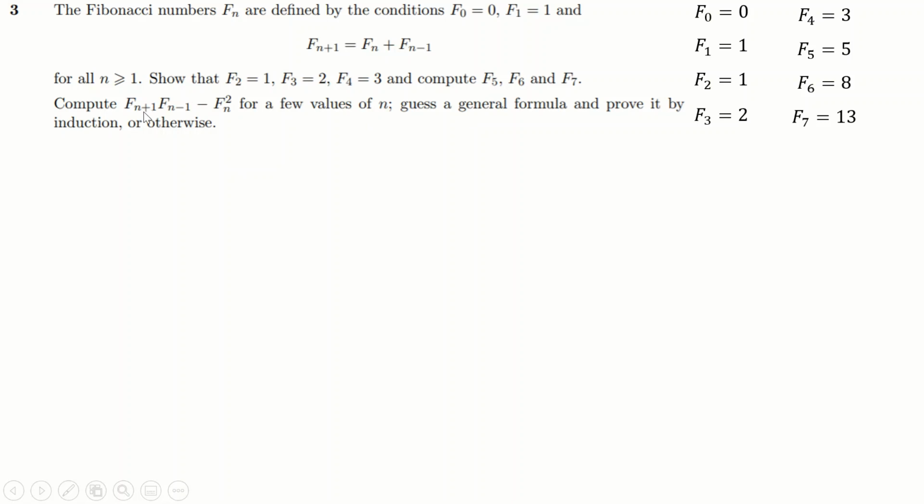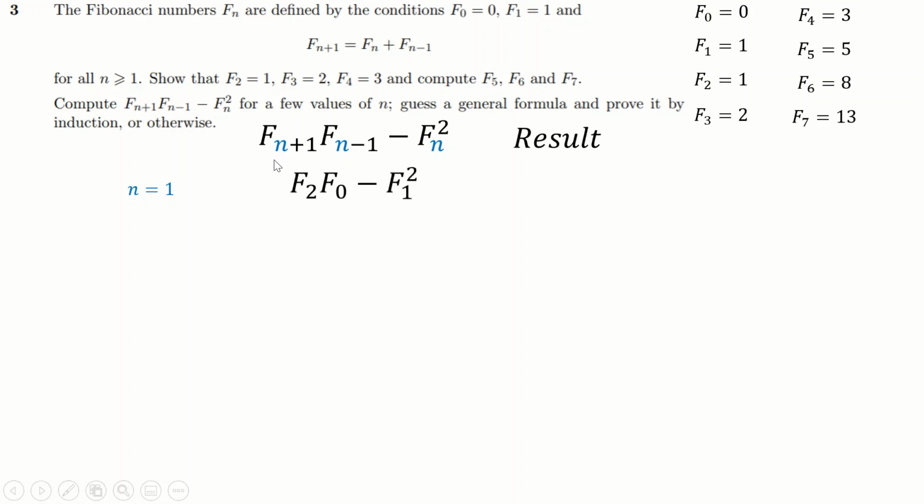Okay, compute this thing. So f of n plus 1 times f of n minus 1, minus f of n squared, for a few values of n. So I'm computing this for different values of n. I'll put the working here, and then I'll put the result here. So hopefully this will make sense in a second. If you put in n is 1, you get 1 plus 1 is 2, 1 minus 1 is 0, 1, 1. But I know what these are because I have my little table. So f of 2 is 1, f of 0 is 0, f of 1 is 1. So this becomes 1 times 0 minus 1 squared.